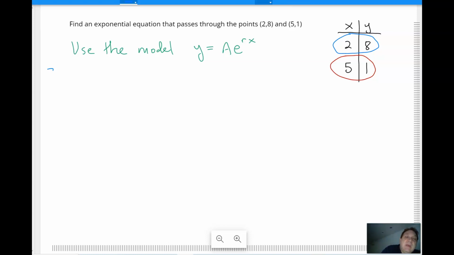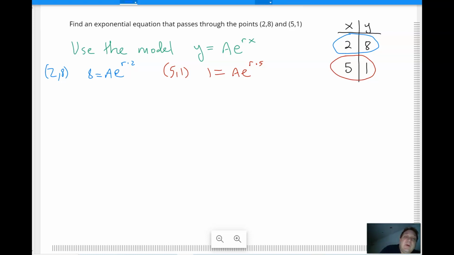For the (2, 8), when I substitute the x and the y into my model, the y is 8 and the x is 2. Likewise, I'm going to substitute the (5, 1), and that gives me 1 for y equals a times e to the r times 5, since 5 is x. I have two equations. They both have the same two unknown values, a and r, so I'm going to be using substitution to solve for those two unknown letters.